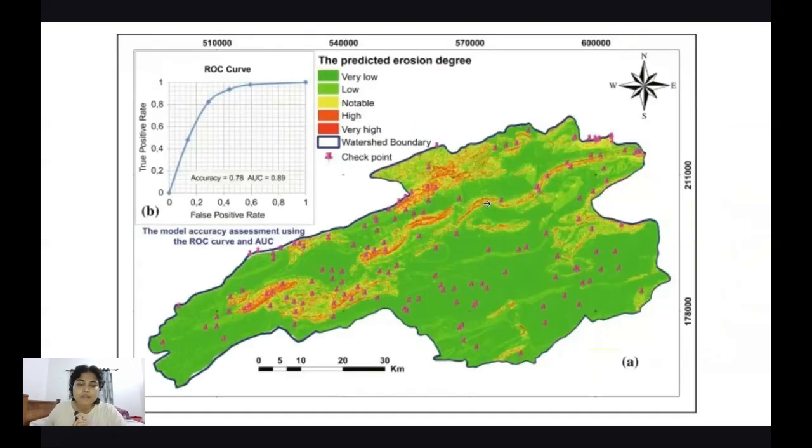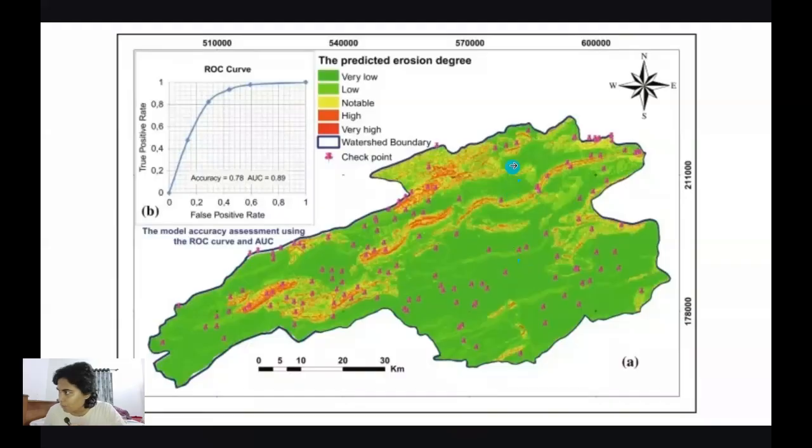We will look at this particular diagram. See, here what has happened, this particular classification is that of soil erosion. So the red patches that you see are very high erosion. Then high erosion, a little orangish, and then you have yellow ones. This is notable erosion. Then light green is low erosion, and dark green patches are very low erosion. So this is the soil erosion map.